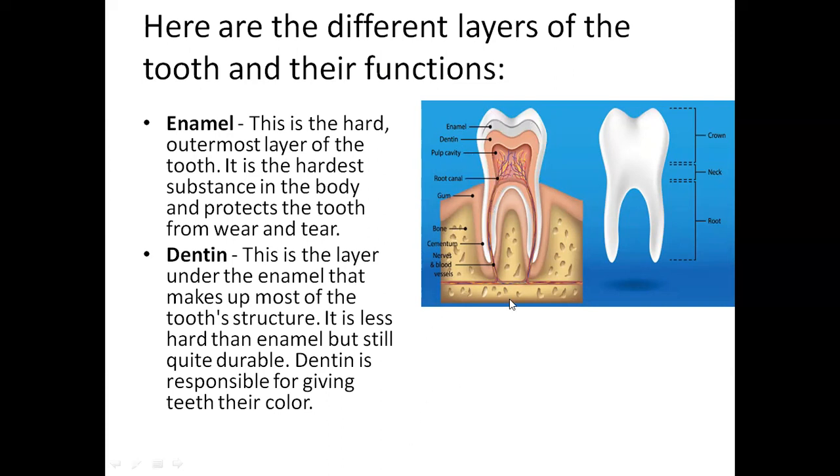We have the dentin, this is a layer under the enamel that makes up most of the tooth's structure. Okay, so this brown part that you see here, that is the dentin under the enamel. It's less hard than enamel, but still quite durable. Dentin is responsible for giving the teeth their color. Okay, so that's the dentin.